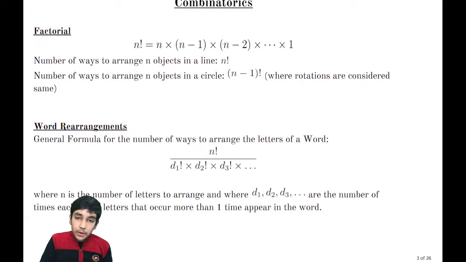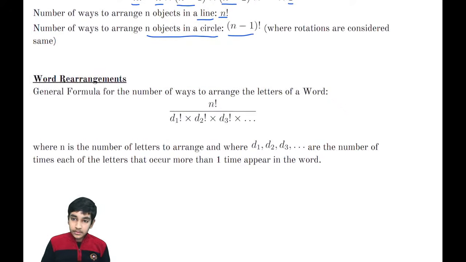Now let's do a quick review of the formulas we learned from the AMC 8 classes. A factorial is n times n minus 1 times n minus 2 down to 1. The number of ways to arrange n objects in a line is n factorial. In a circle, n objects can be arranged in n minus 1 factorial ways.